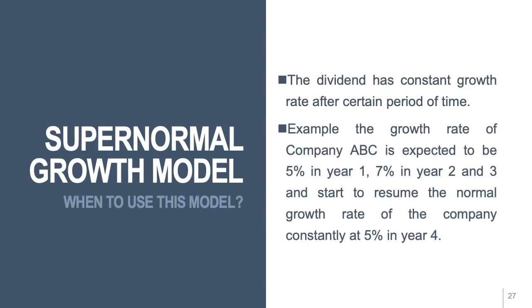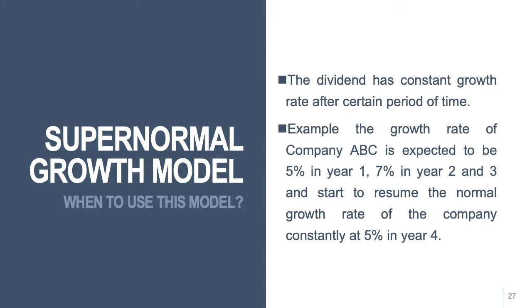For example, the growth rate of company ABC is expected to be 5% in year 1, 7% in year 2, and year 3, and starts to resume the normal growth rate of the company constantly at 5% in year 4. So if you look at this example, the growth rate only becomes constant from year 4 and above. So before year 4, the growth rate keeps on changing. That's why we call it a supernormal growth model. So we have a constant growth rate after a certain period.